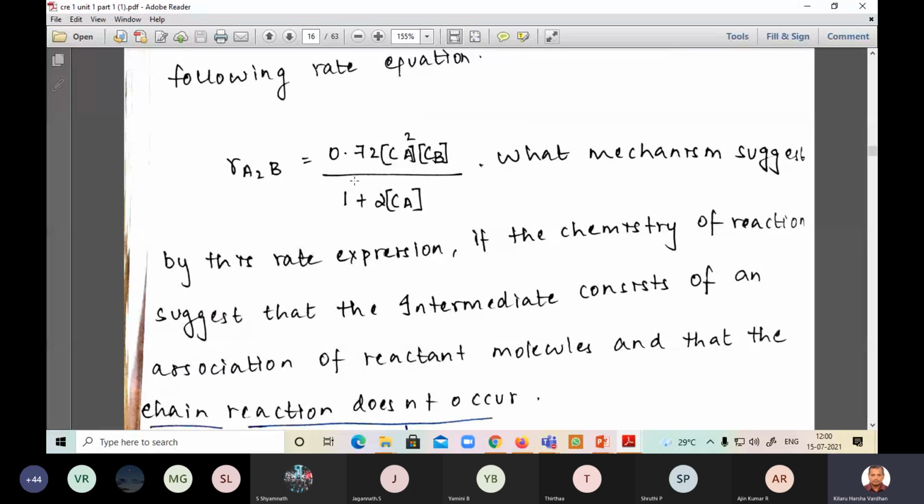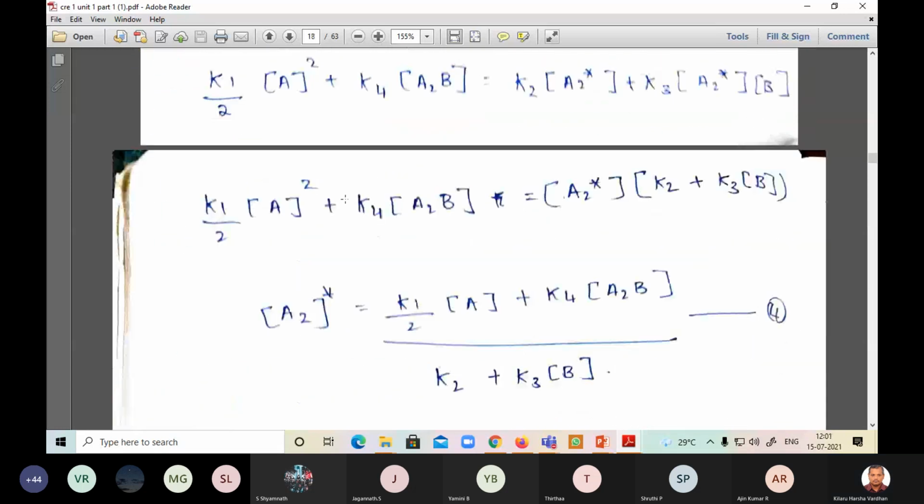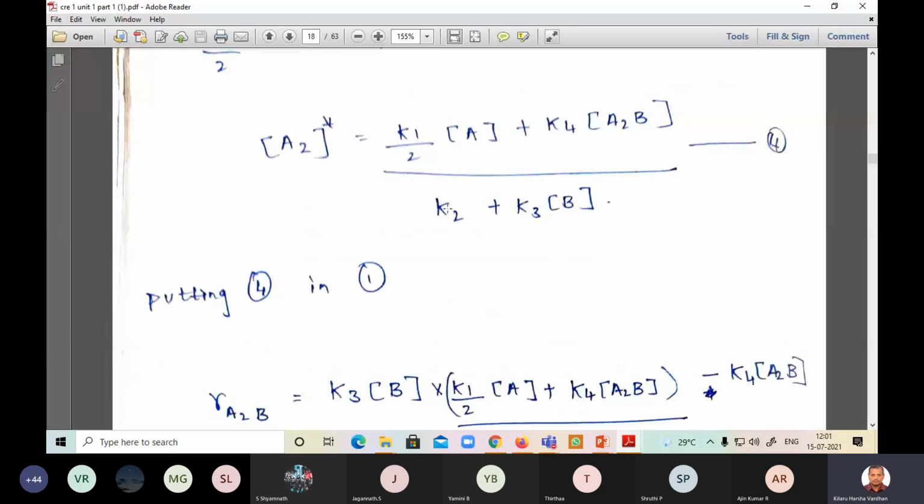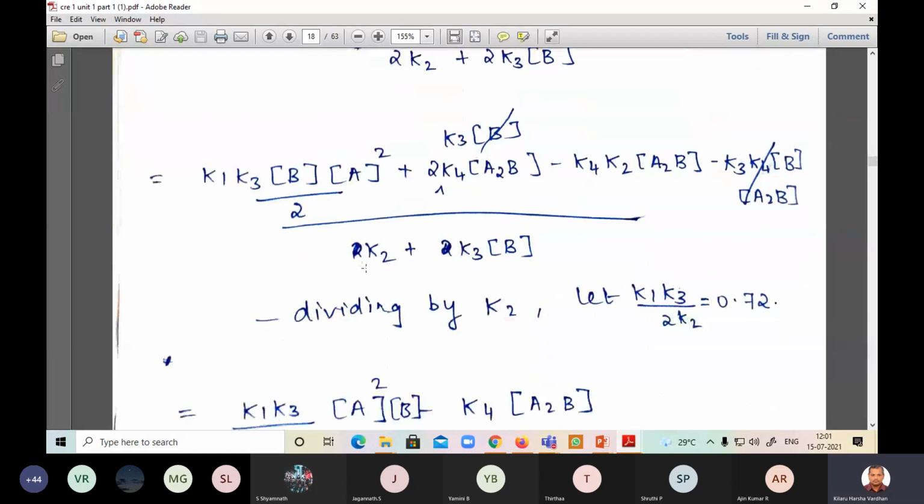But in the expression, what he is asking you is the denominator 1 plus something. So what you have to do, you are getting some K3 there, and you are getting some K2 here. So divide this term by K2, then what will happen? It will come as 1. You are trying to manipulate it in such a way that you get the expression that is given to you. So divide by K2.